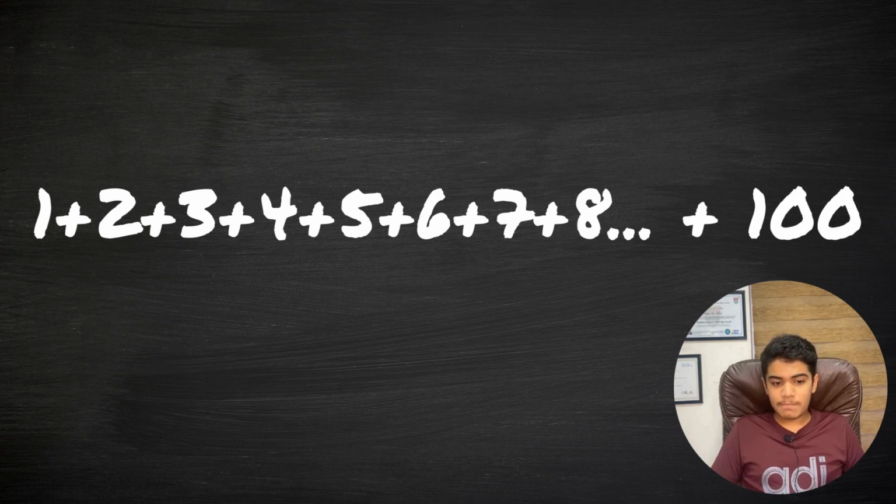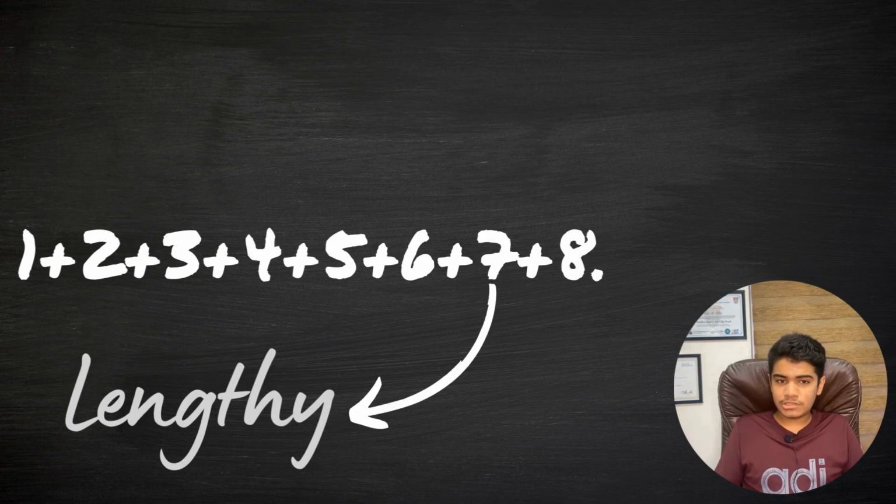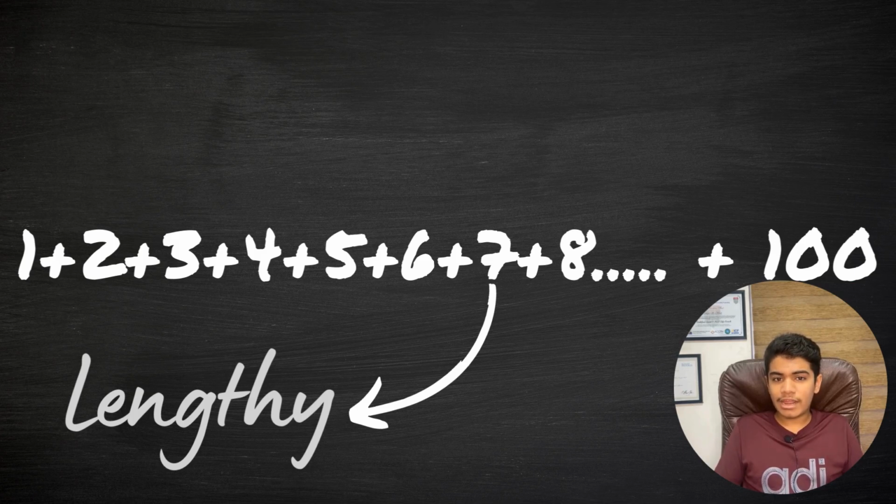We have 1 plus 2 plus 3 plus 4 plus 5 plus 6 plus 7 plus 8 all the way to 100. So you can see the 3 dots. That means all the natural numbers till 100. You can straight off notice a problem here, the way of writing this sum. And that's why mathematicians have found a much better way to write this, which we call summation.